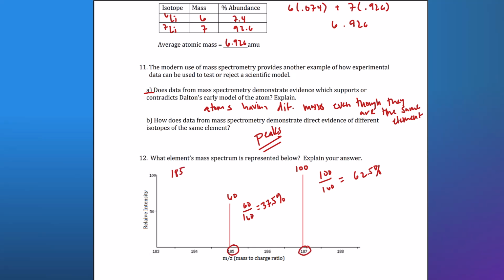And now what we are going to do is 185, because that's the mass down here, and 187. So 185 times 0.375 plus 187 times 0.625. We add them all up, and you're going to get 186.25. If you look at your periodic table, that's going to be very close to Re, or rhenium. And that would be how you would do that.